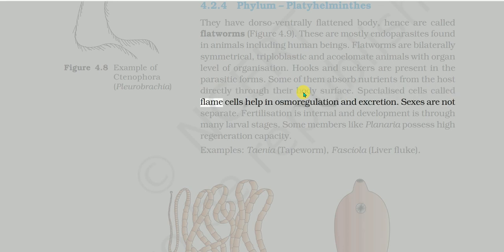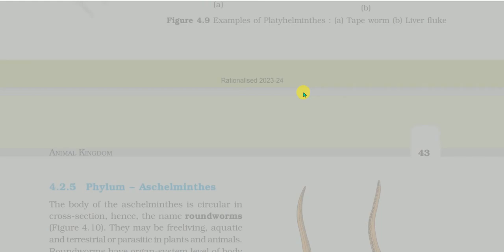Specialized cells called flame cells help in osmoregulation and excretion. Sexes are not separate. Fertilization is internal and development is through many larval stages. Some members like Planaria possess high regeneration capacity. Examples: Taenia, tapeworm; Fasciola, liver fluke. Figure 4.8 Example of Ctenophora, Pleurobrachia. Figure 4.9 Examples of platyhelminths: A, tapeworm; B, liver fluke.